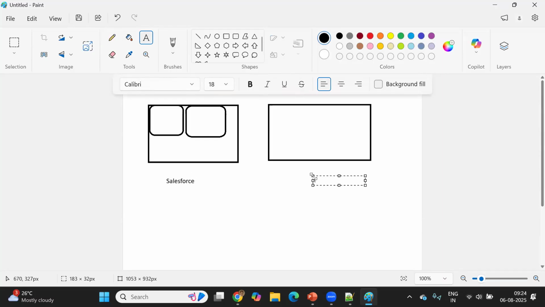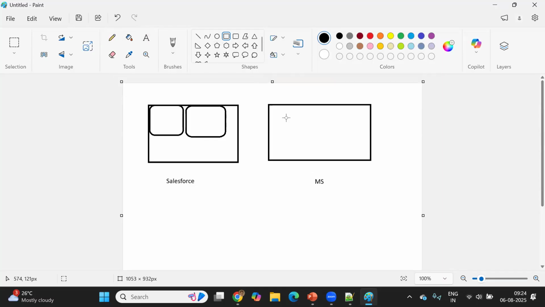And this is, let's say, Microsoft MS. Now this is one tenant and this is another tenant. In the same way, here, this is one tenant and this is another tenant, right? So now how will this multi-tenant process work for the Salesforce CRM?